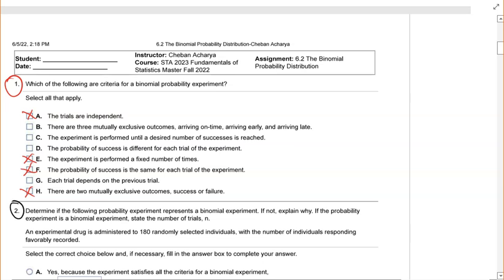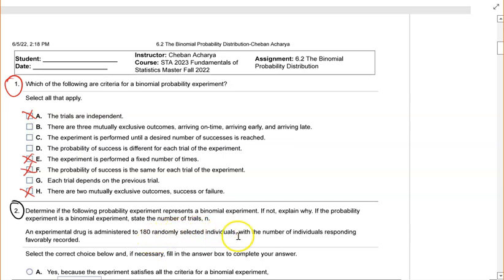Question number 2. Determine if the following probability experiment represents a binomial experiment. If not, explain why. Okay, and if it is a binomial experiment, state the number of trials. n is the number of trials. Here's the experiment. An experimental drug is administered to 180 randomly selected individuals, with the number of individuals responding favorably recorded. Okay, and here we do 180 trials. The number of trials is fixed, correct?